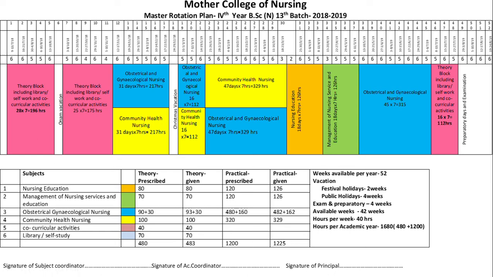Based on this, we have to prepare a clinical rotation plan for the OBG nursing. For example, the OBG nursing for the first group of students starts from 12th of November till 19th of January. Then the next group will start from the 13th. So they will have this many days of posting. We will see how we prepare a clinical rotation plan.